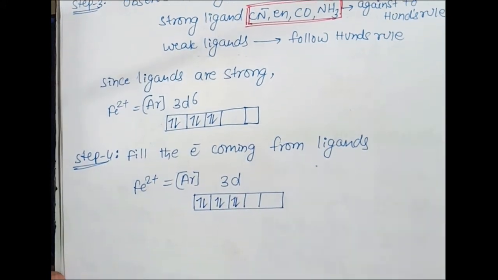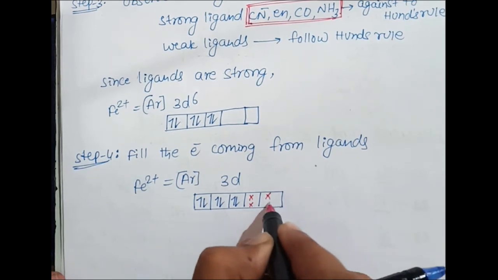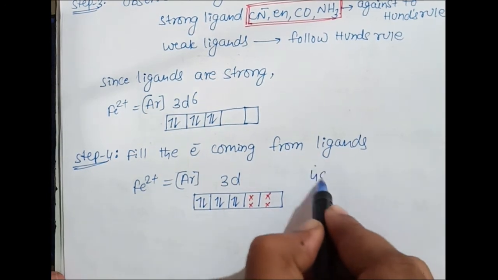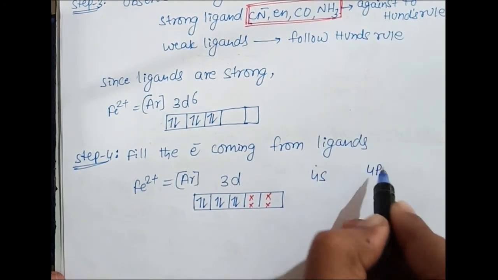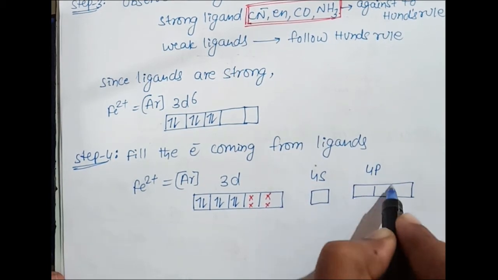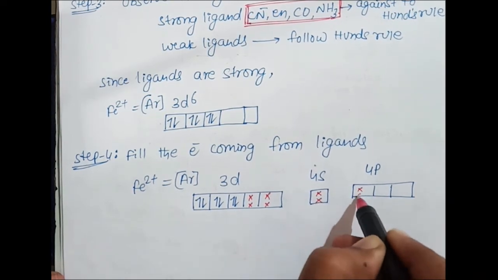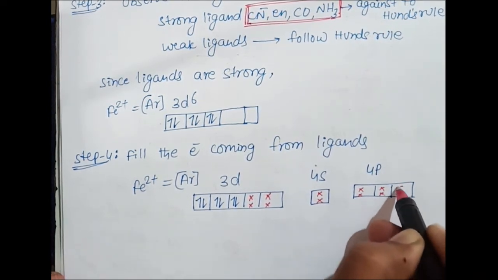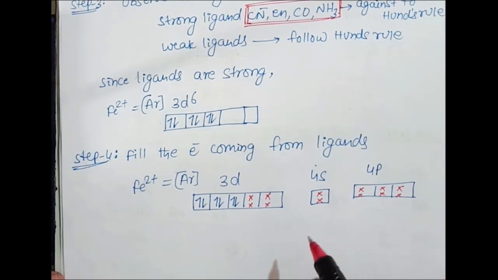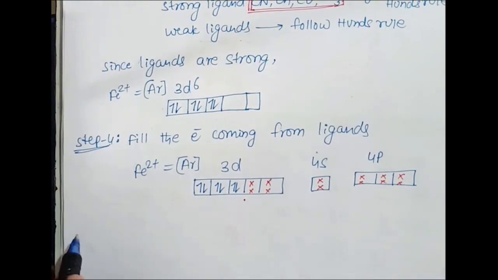Now 6 pairs are coming. First pair, second pair. Now you can ask me, sir, where I will put the remaining? The next orbital is 4s. The next is 4p. s is having 1 orbital, p is having 3 orbitals. So here 1, 2 pairs, it is a third pair, fourth pair, fifth pair, sixth pair. The red pen is indicating electrons coming from ligands. Now check the hybridization. Now the answer is almost over.